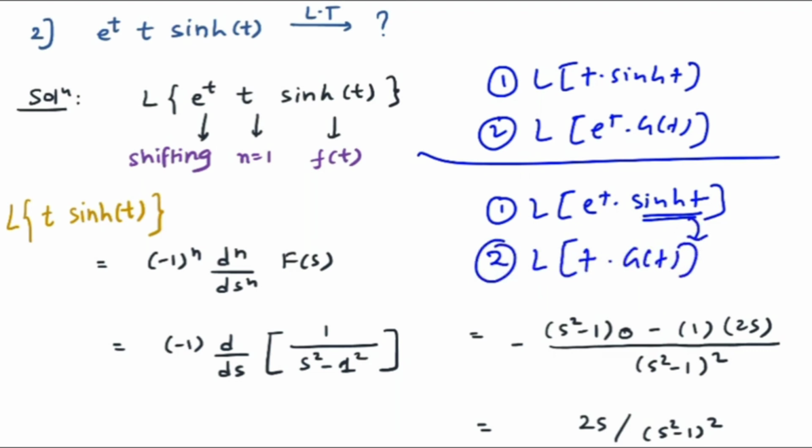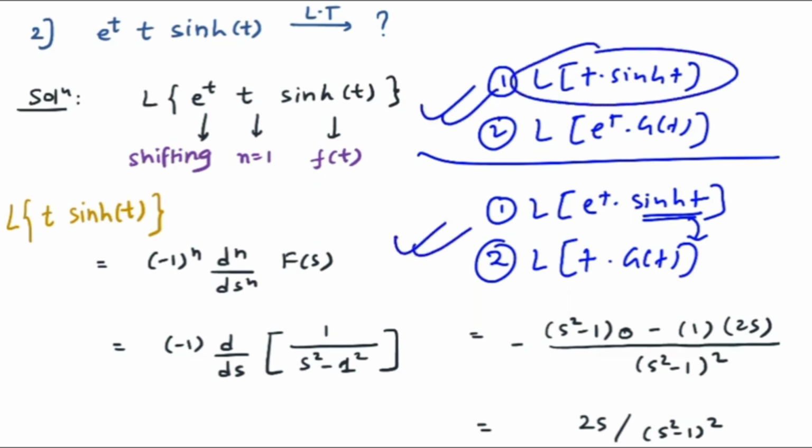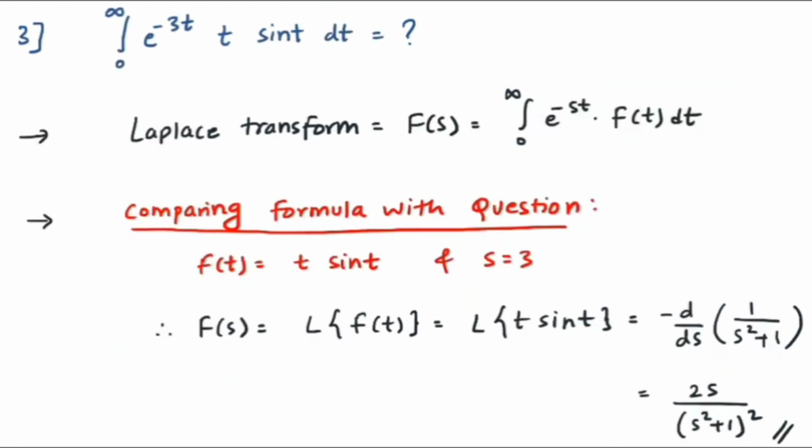So I will do the simplification like differentiation in the next part. Either you can do this method or you can do this method, both are right, because in the first method you are doing the differentiation first and at the end you are doing the shifting part. In method 2 you are doing the shifting part first and in the second part you are doing the differentiation.